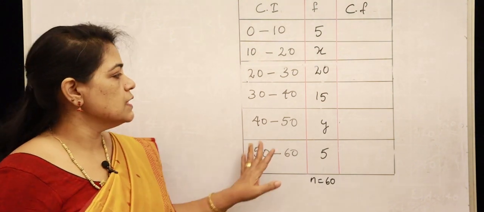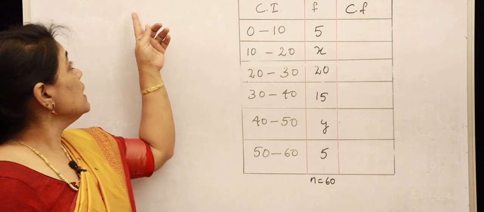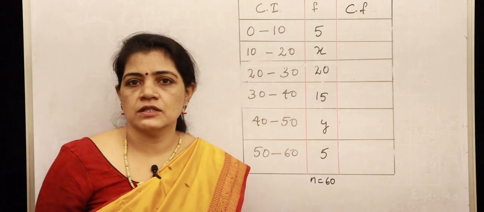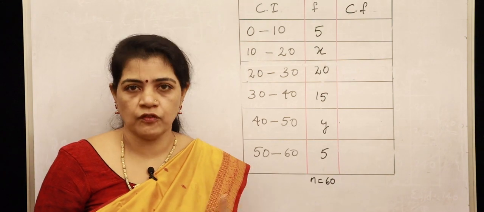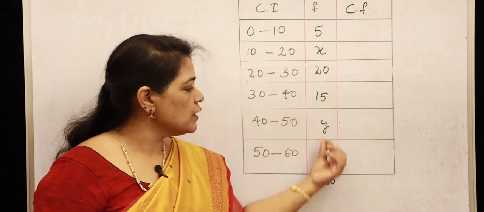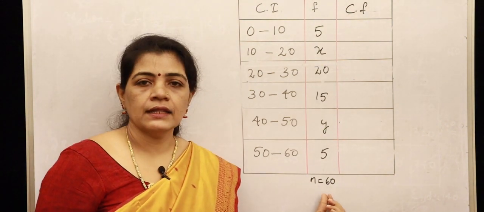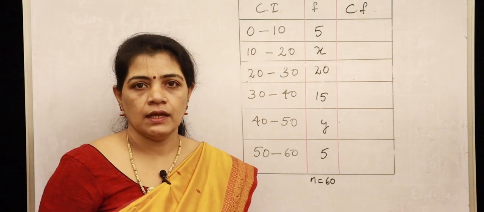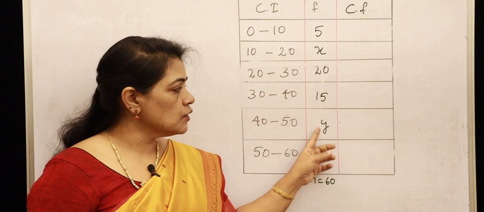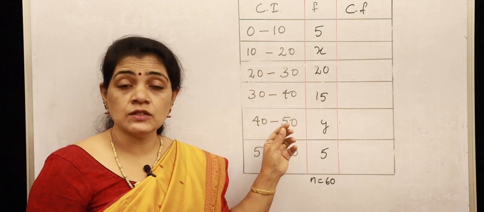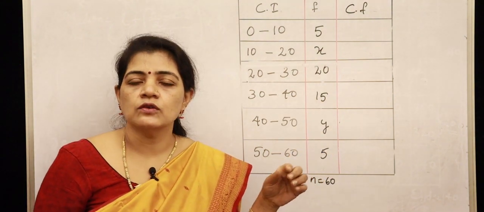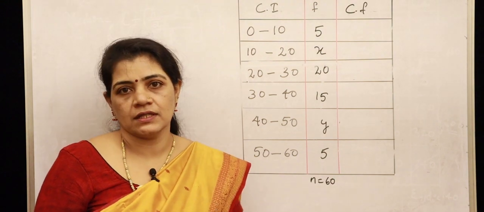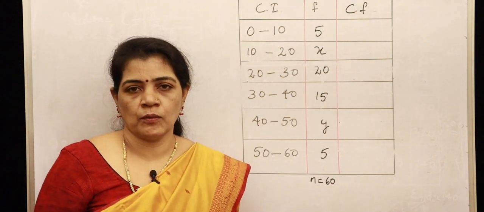Okay, see the question. Here we are given that the median of this continuous frequency distribution is 28.5, and the sum of the frequencies, that is n, is equal to 60. And we have to find out x and y. Okay, here x and y are the frequencies, and these frequencies are missing. So we have to find out these missing frequencies. It's a very, very important problem.